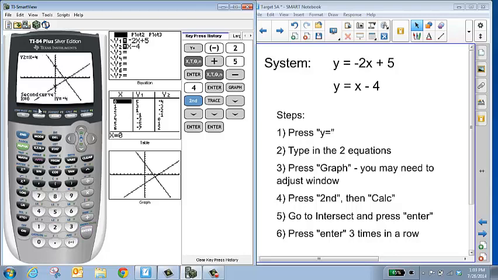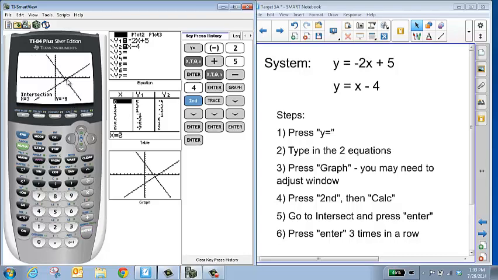Then when we hit enter, it's going to say second curve. What you want to make sure happens is that the cursor, or blinker, ends up going to the second line. Before it was up here on the first line, now we've got it on the second line, so we're going to hit enter again. The last thing the calculator is going to ask is to guess. At that point, when we hit enter for the last time, it's going to guess the intersection of the two curves, or the two lines.